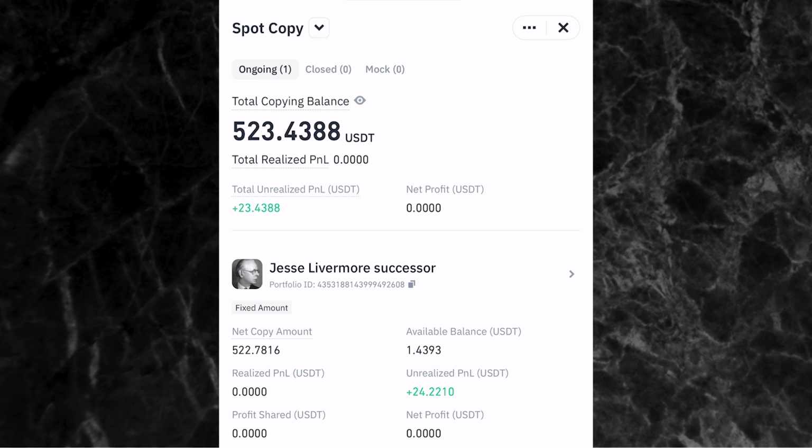I always say this a lot in whatever video I'm making about copy trading. Again, copy trading is a good way to make money, but make sure you are copying a good trader. But between copy trading and trading bots, for me, I still think I prefer trading bots.